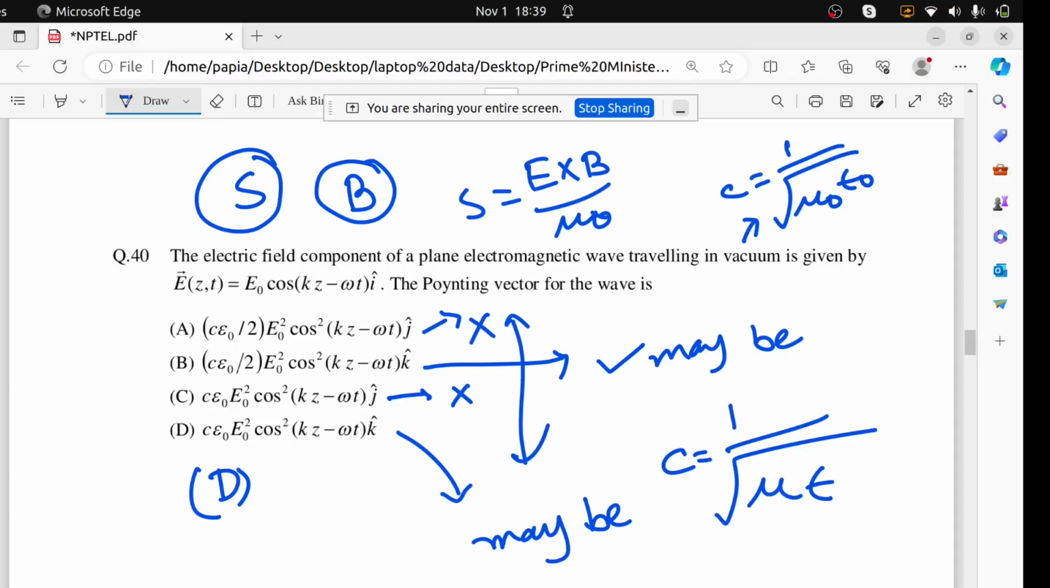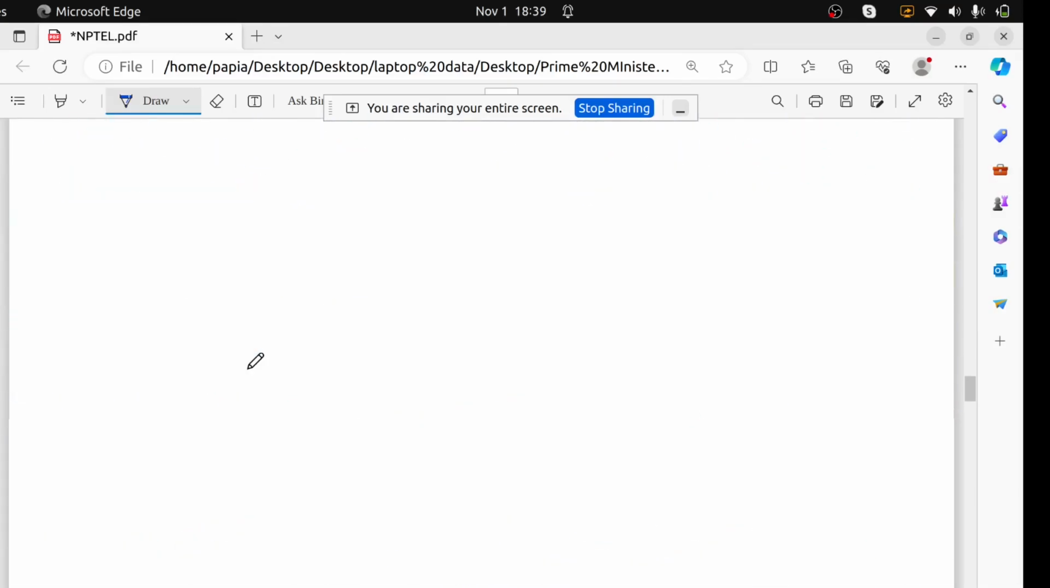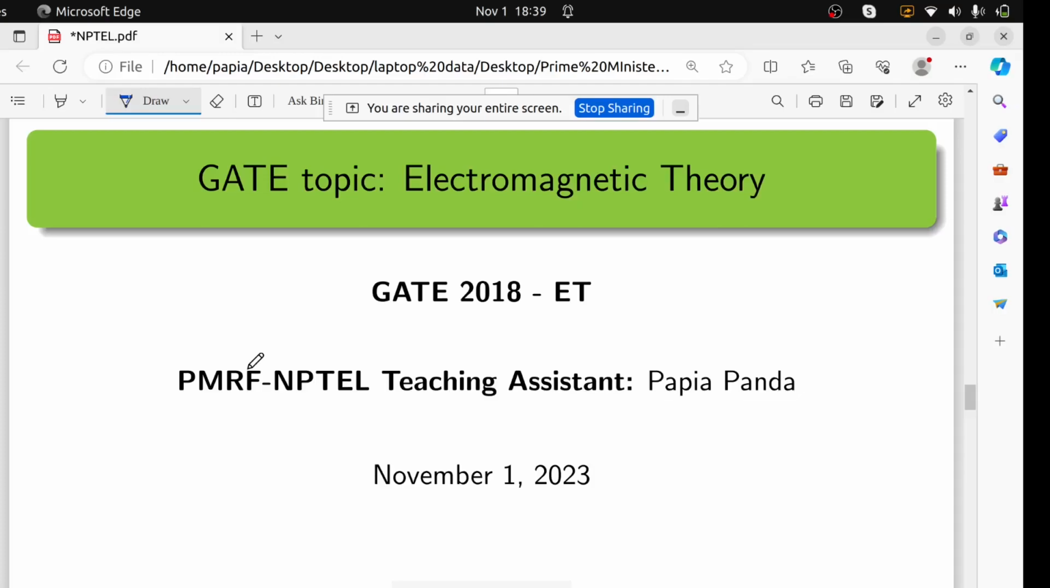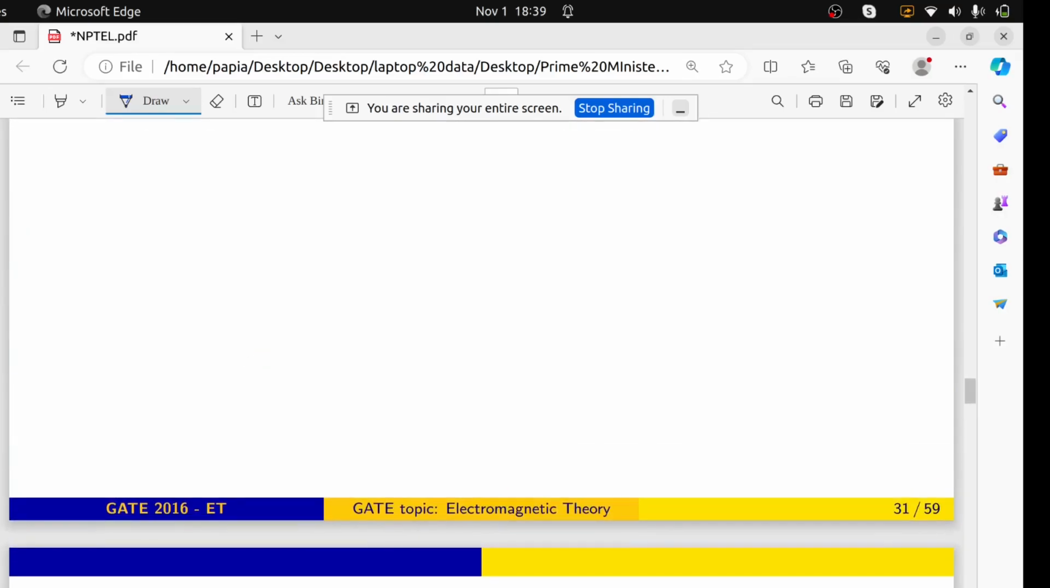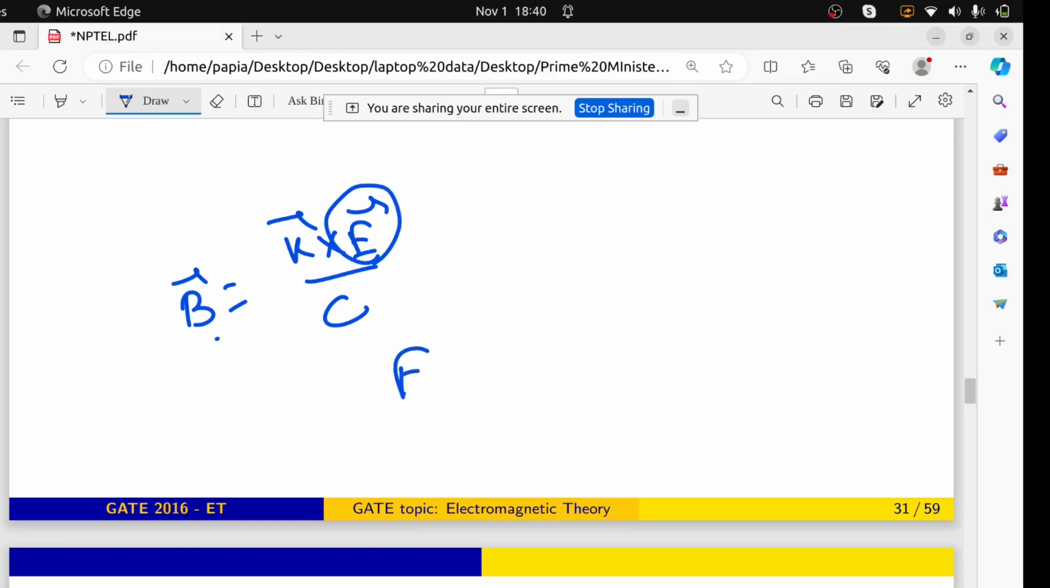Right? Okay. Yes. So B equals K cross E divided by C. I was just asking, if the magnetic field is given, how to find the electric field? Okay. If the magnetic field is given, then how to find the electric field?